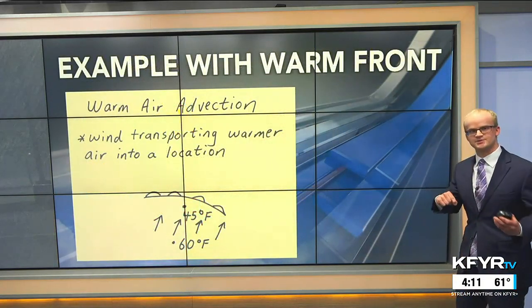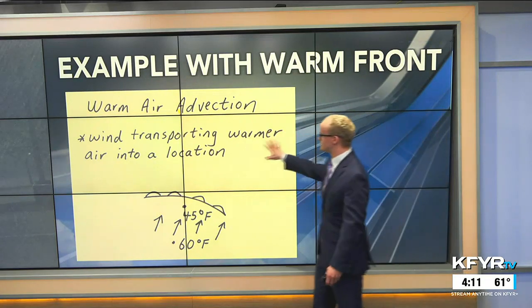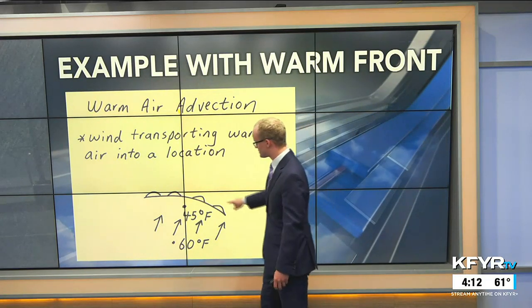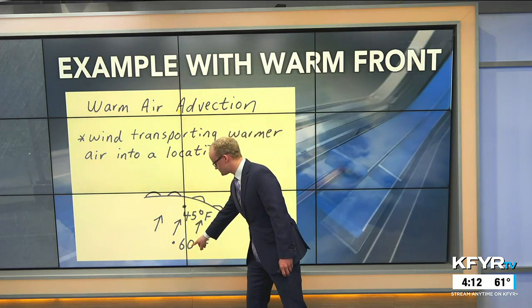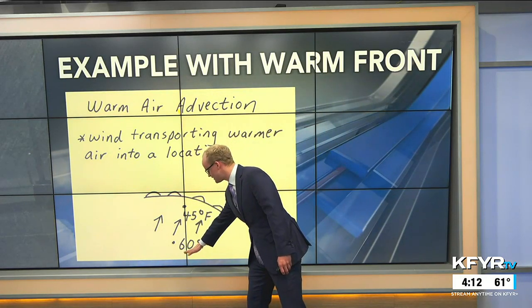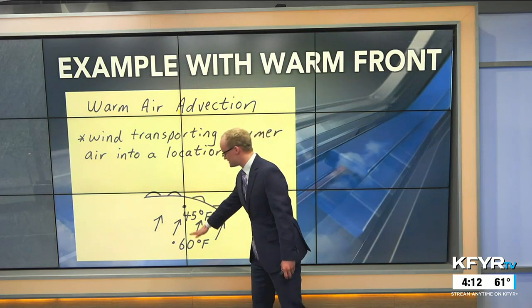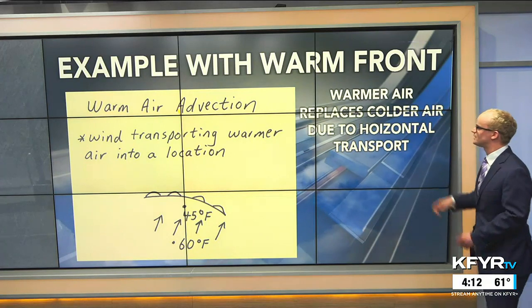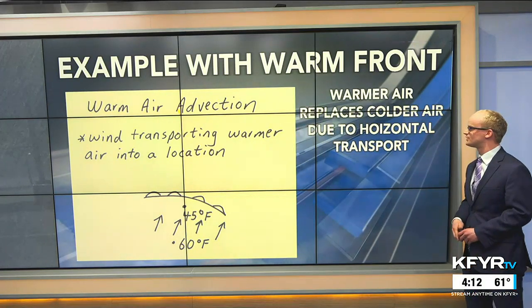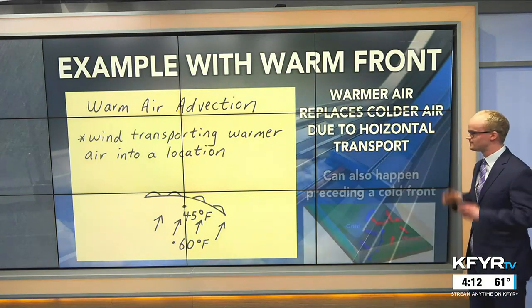Now let's go to the opposite, warm air advection. Wind is transporting warmer air into a point location. So if we're at 45 degrees and a warm front glides through with temperatures 60 degrees farther down to the south in this case, that 60-degree weather is going to be moving into the location, increasing our temperature at that point location. So warmer air replaces the colder air due to that horizontal transport of our air mass.